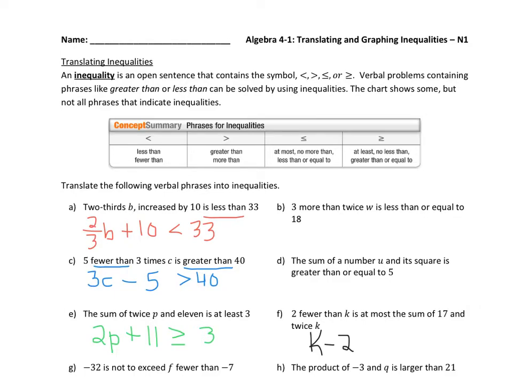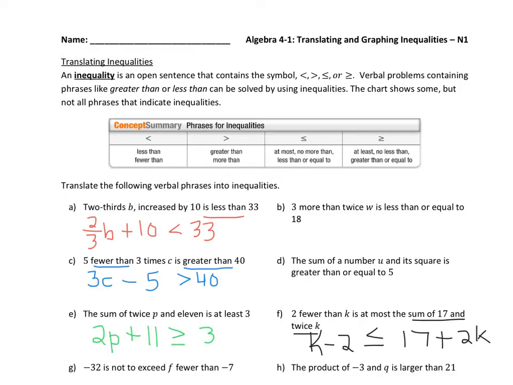So let's skip the symbol for now. Let's worry about this part. The sum of 17 and twice K. So 17 and twice K, and we want the sum. Okay. Now 2 fewer than K, the left side, K minus 2, is at most the right side. So that tells me it could be equal to, but it also would be less than because that's the most. 17 plus 2K is the most, which means that side must be the largest. So K minus 2 is less than or equal to 17 plus 2K.